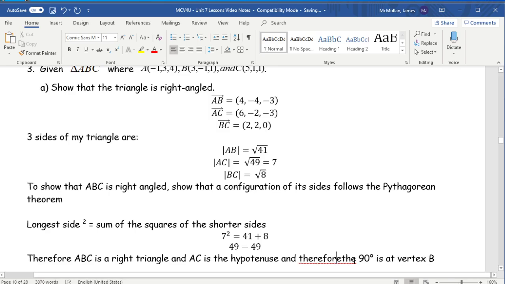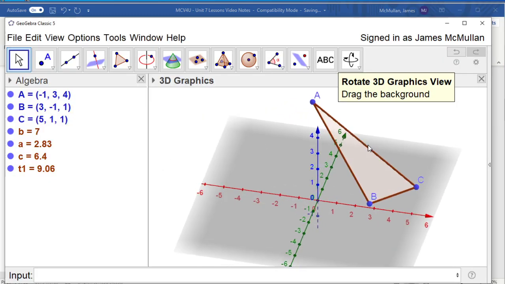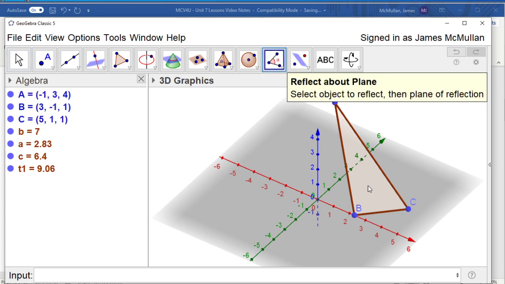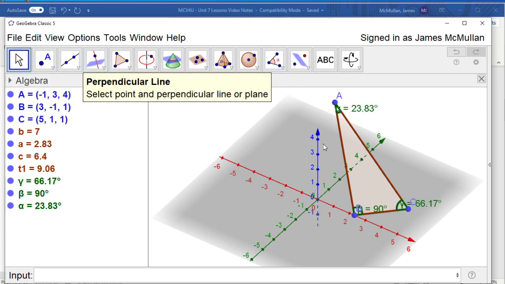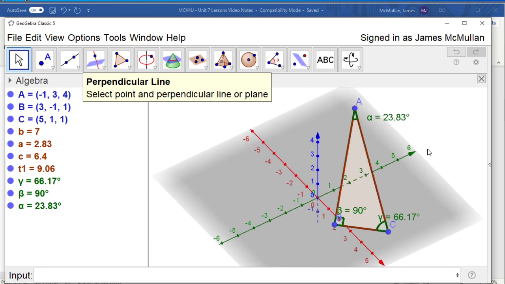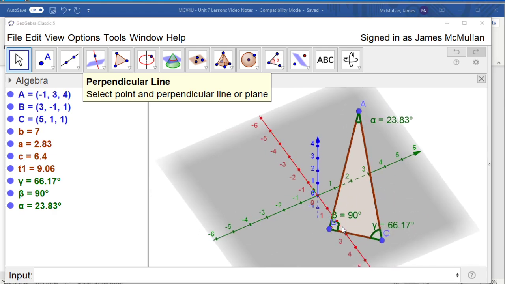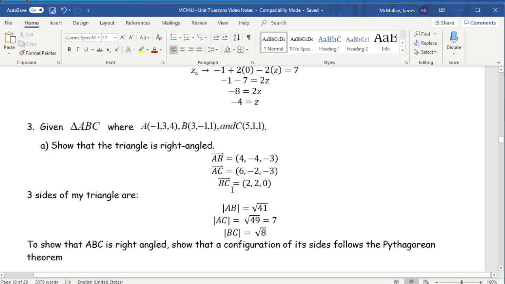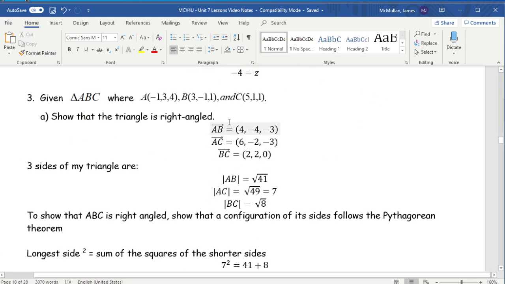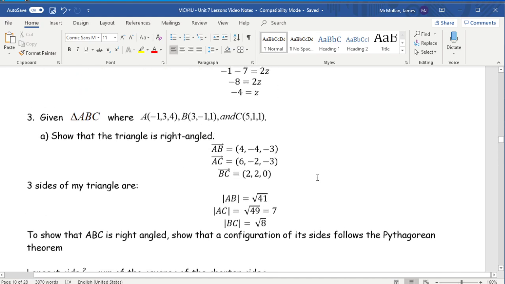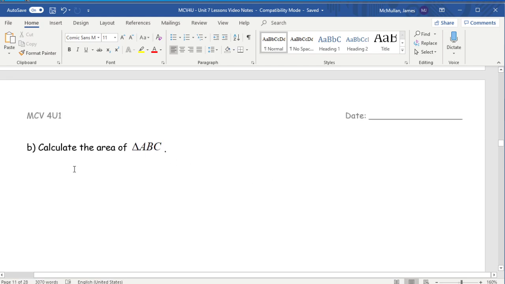Okay? Now let's check that conclusion with the picture. If I click angle and then click my polygon, you can see the angle down here is 90. The angle over here is 66 and 23, but it does make a right angle triangle, and the right angle is located at B. But notice I don't actually need the picture to get any of that. I just need to think about the three sides and whether they have the kind of relationship that the Pythagorean theorem would say they should.